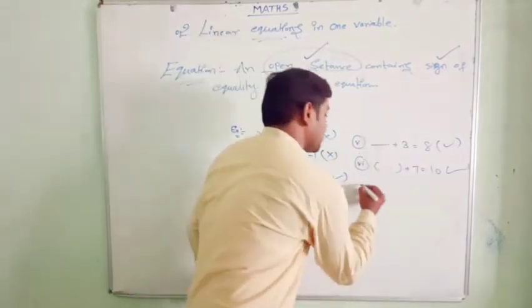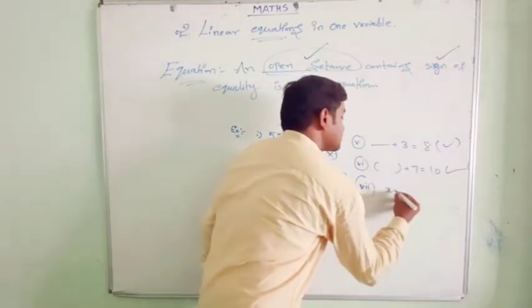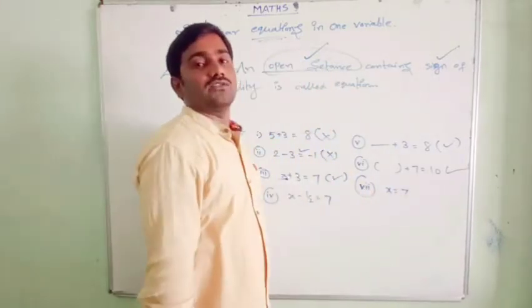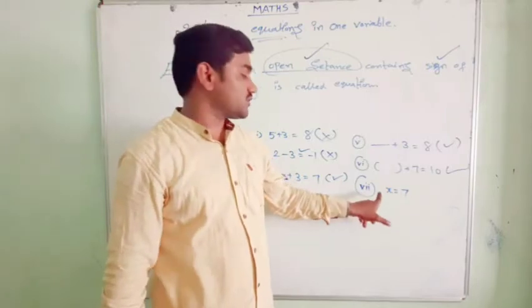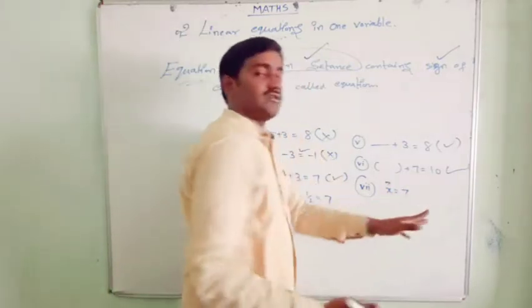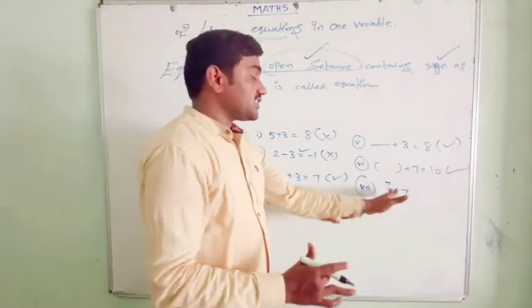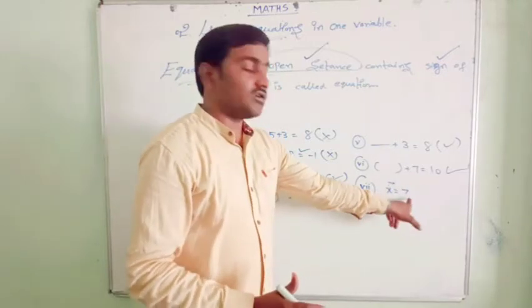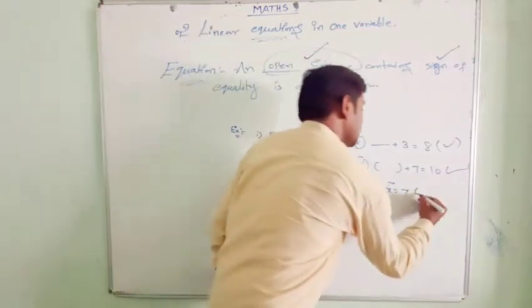So it is an equation. Let me write the seventh one: x equal to 7. It is also an open sentence only. We can substitute x equal to 7. If x equal to 7, then 7 equal to 7. It is true. That means x is the open sentence and that is equal to 7. It is the equation. It is also an equation.